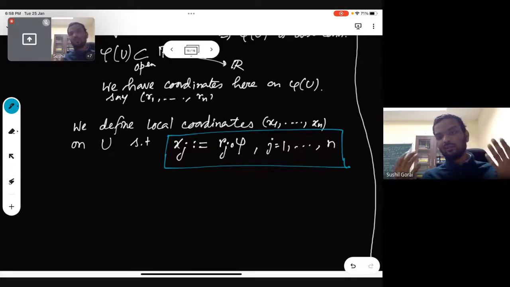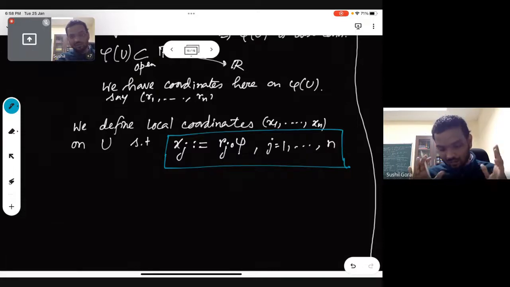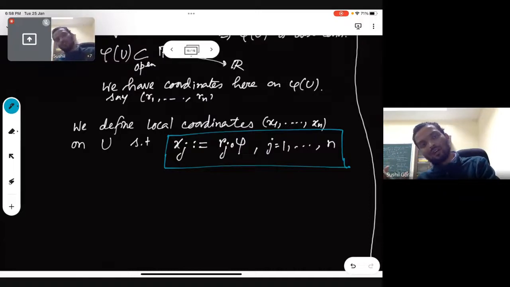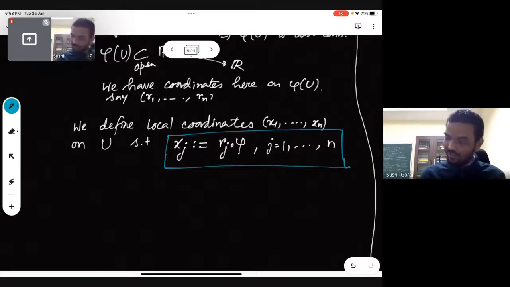So whenever we want to define the partial derivative with respect to xj, remember xj is obtained after going via the chart map and then taking the jth coordinate. All right. So next time we'll say what the partial derivative with respect to xj is, and so on.